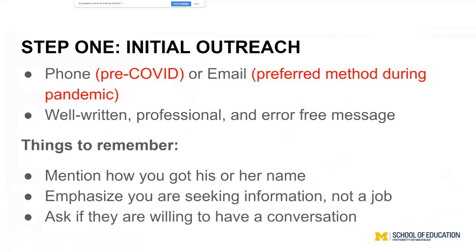Before sending your message, you want to make sure that it's well written and error-free. That is the quickest way to have someone disregard your request, if you have poor grammar or typos. Ask if they are willing to have a conversation with you when doing outreach. This is particularly important because you want to provide them with a time commitment. So here's where you tell them how much time you're asking for. For example, 20 to 30 minutes of your time. That way they know what to expect before responding.